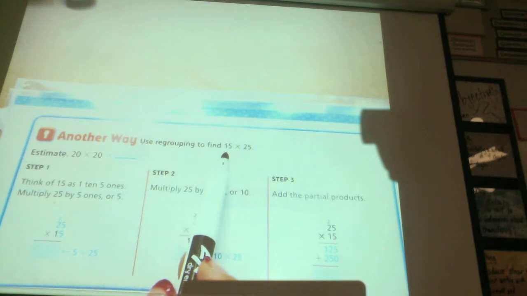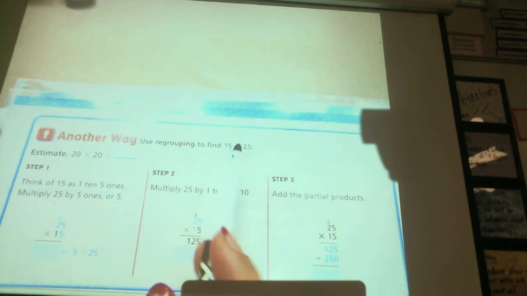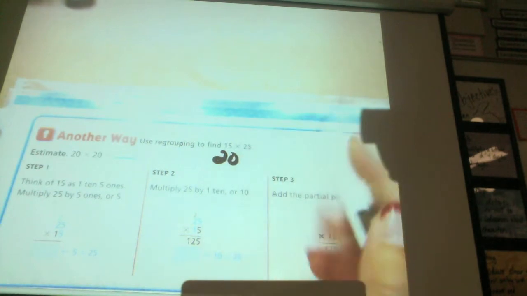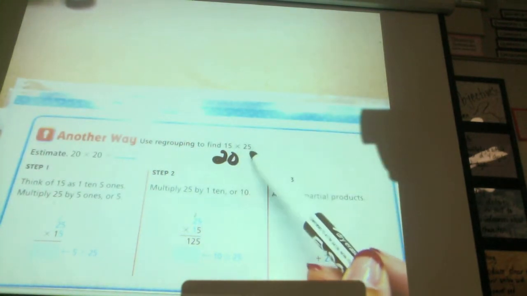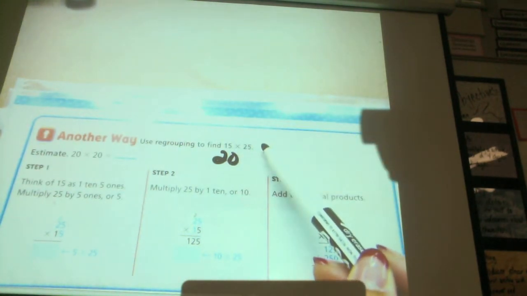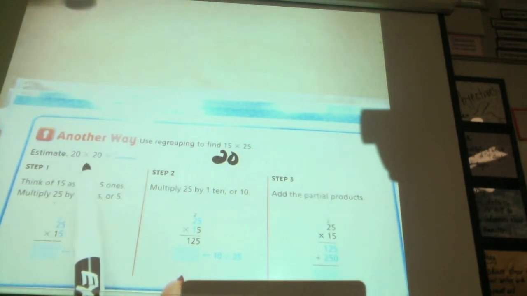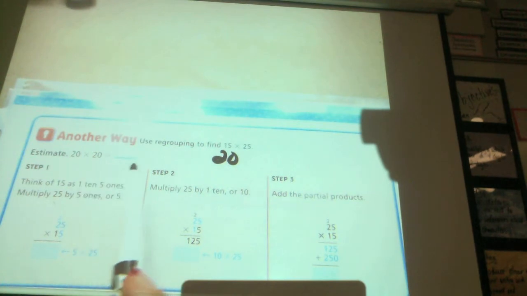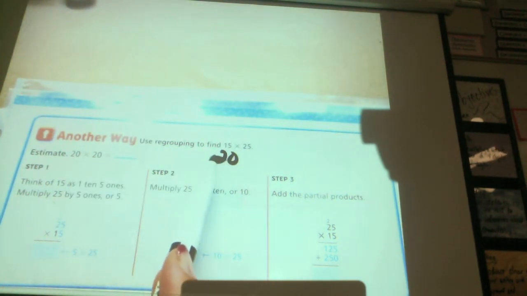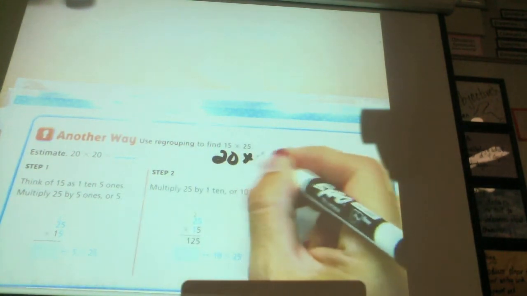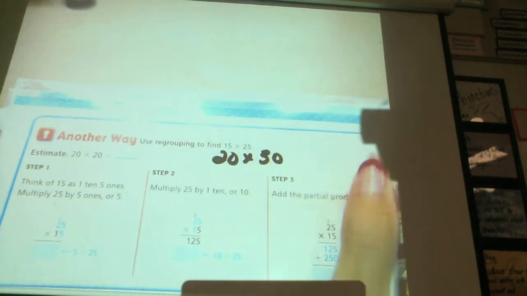If you round 15 to the nearest ten, what would it be? 15 rounds to 20. Now here's where it gets tricky. This one rounds to 30, but they're doing 20 times 20 here. Do you have any guesses why they decided to do 20 times 20 instead of 20 times 30? Because this really rounds to 30. Why would we maybe do that?